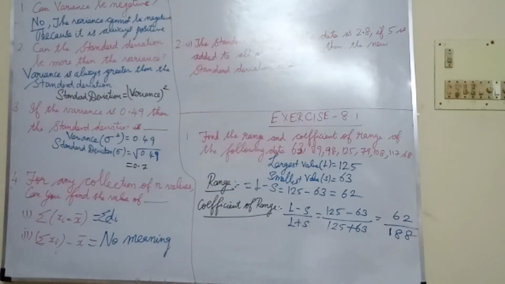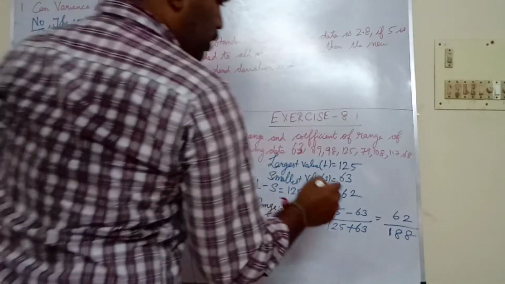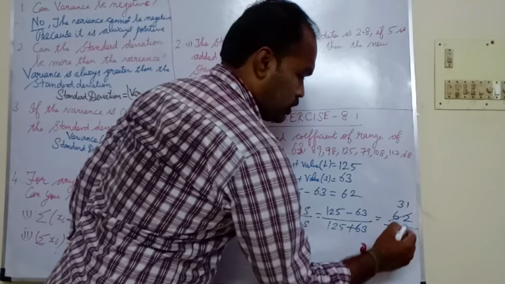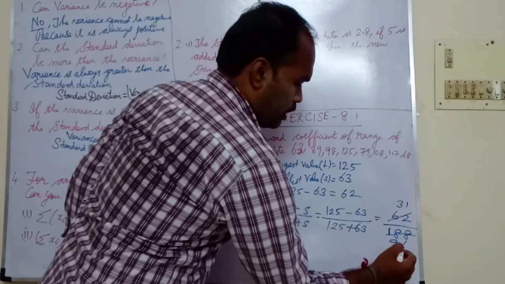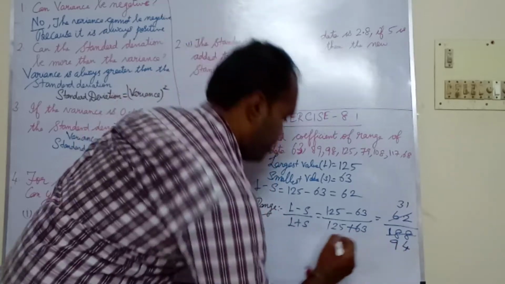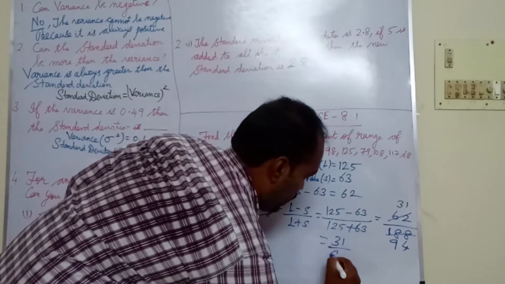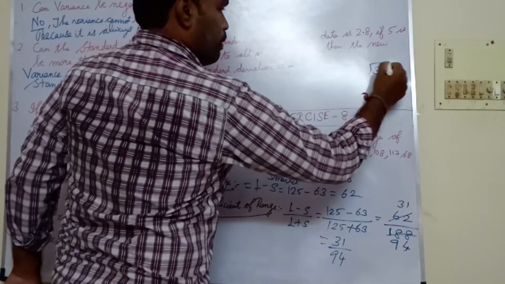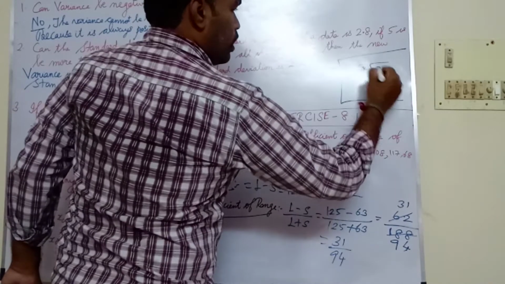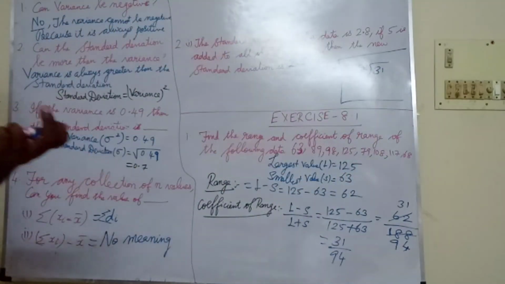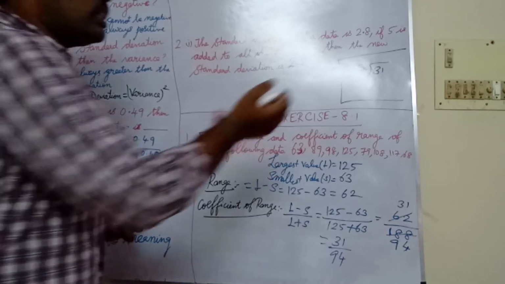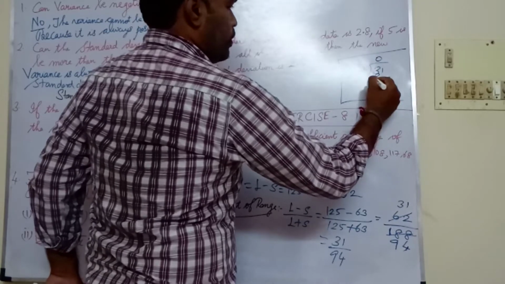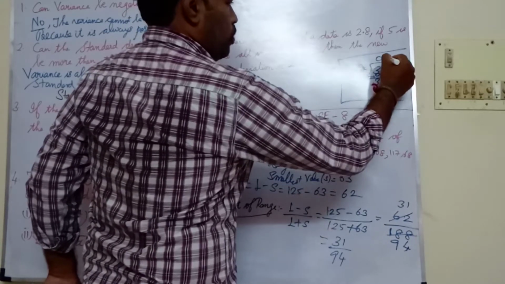Now the next thing is how we are going to use this value. We can multiply with 2. 31 into 2, 62. 9 2s are 18. 4 2s are 8. So 31 by 94. Can we divide 31 by 94? No, because this is the smaller value and this is the larger value. So 0 point, 31 with a 0.